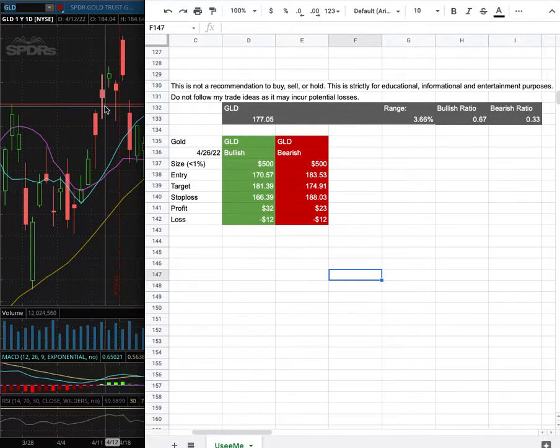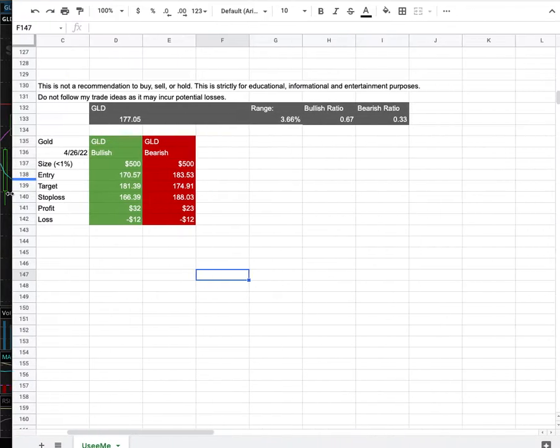$183.53, and that is its range here. My sell target is at $174.91. My stop loss is at $188.03. So whichever entry price were to hit first, that'll be my position of the week.